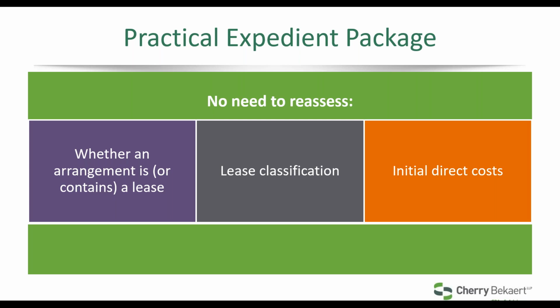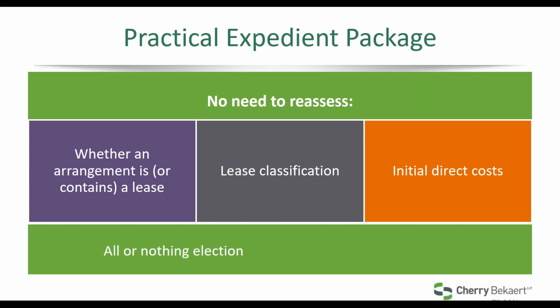And the third one, and this one maybe doesn't get as much press as the other two, deals with initial direct costs. This is an area where the treatment is going to change in terms of what qualifies as an initial direct cost. Fewer costs will qualify under 842 than they do under 840. There's a whole lot of detail that goes into that. But if you've been amortizing your initial direct costs under an 840 lease, you don't have to reassess which ones qualify, which ones don't, and do a lot of math to get you there.